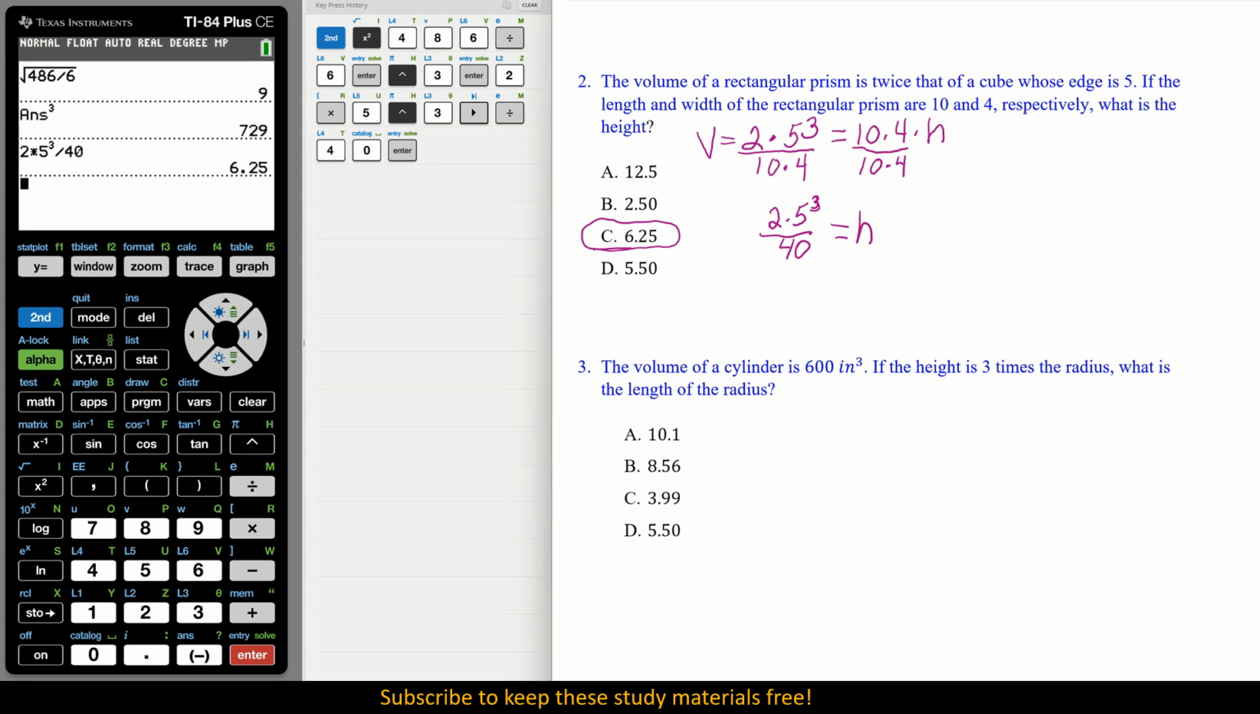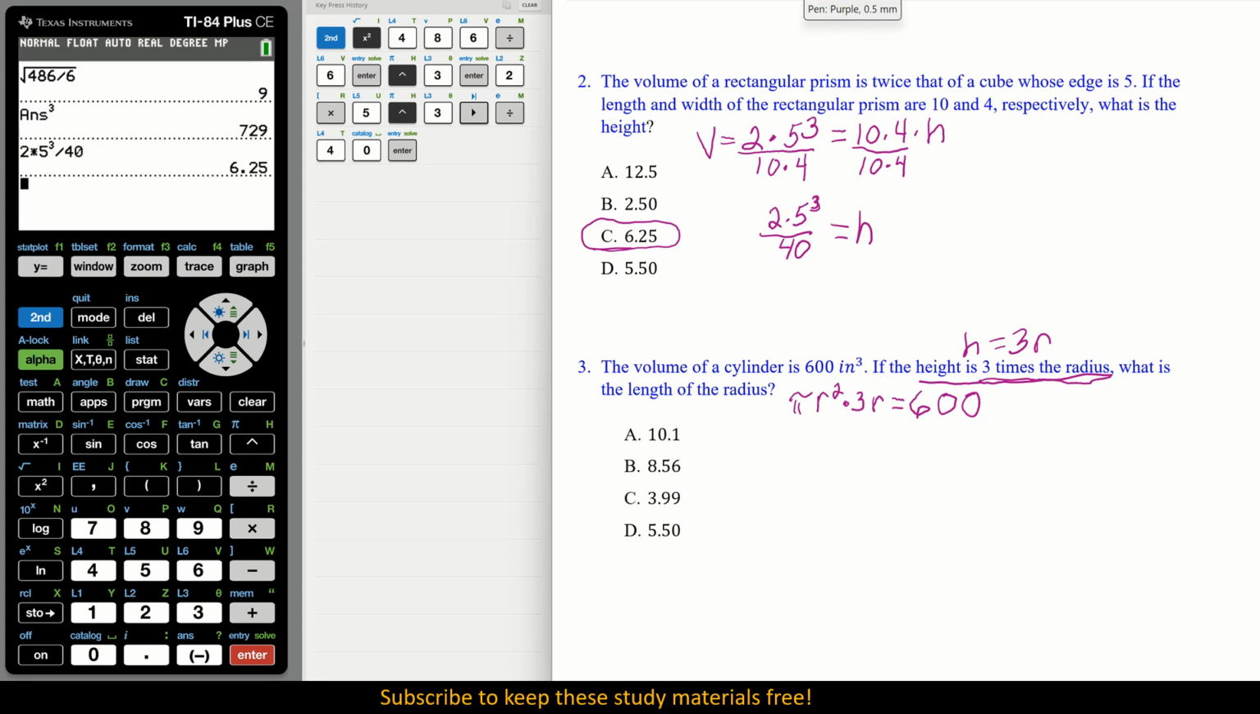Okay, we know that the volume of a cylinder is the area of the base times the height, right? And the area of the base is pi r squared, times the height. But the height is 3 times the radius. So that equals 3r, and that's all equal to the 600.